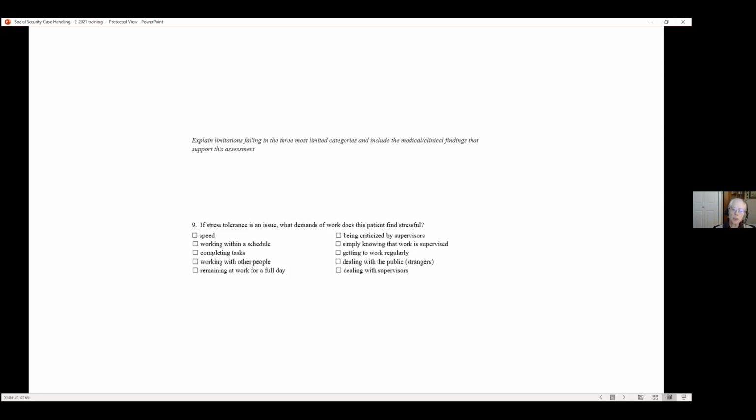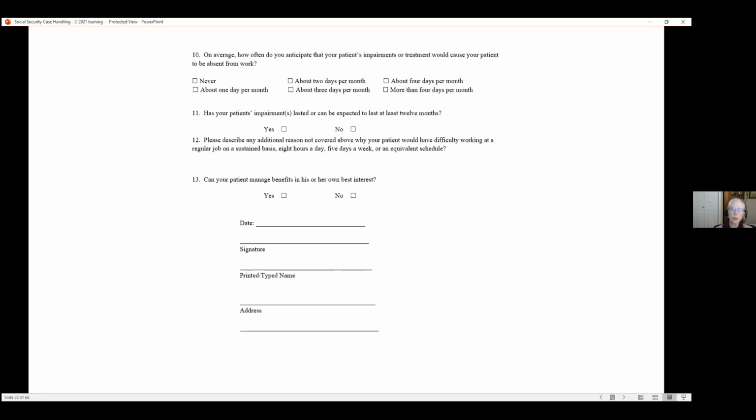And there's some nice language in SSR 85-15 about people who have serious mental health problems, where even knowing that their work is being supervised makes them nervous. Like they worry about whether the person will come by and say, oh, you obviously screwed this up.